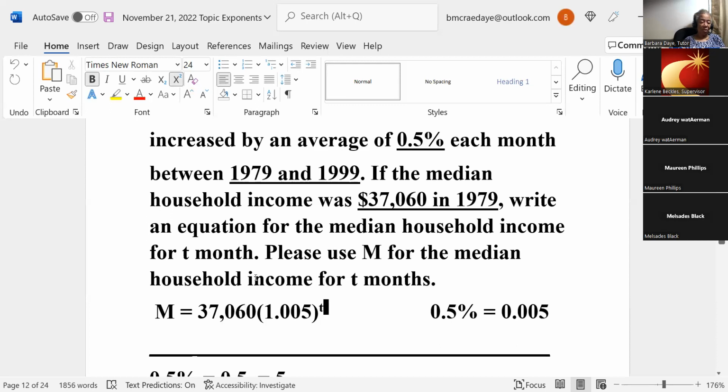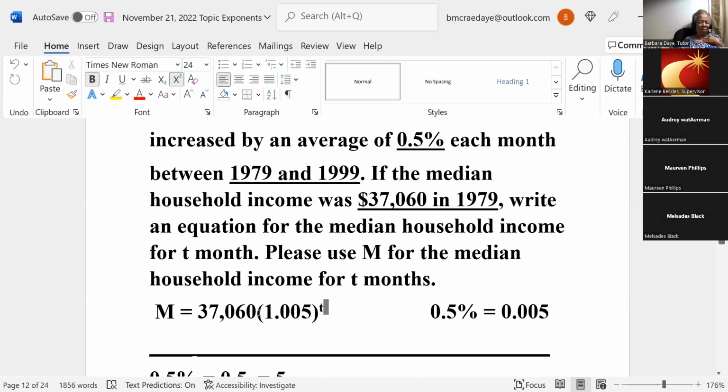The median for the T months would be the present median household income of 1979 times the rate factor, and you add the 0.005 to the 1 and raise it to the T exponent. What I did, I just multiplied the 37,060 by the 0.5 times the 20 divided by 20. That's what I did. And then I erased it.